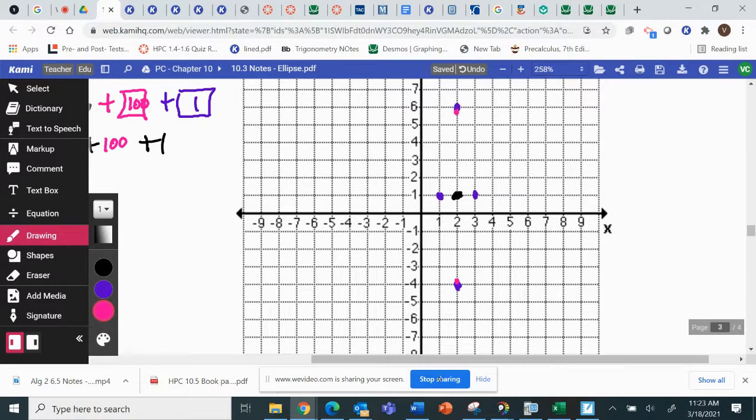So that foci, I can't even graph that accurately. It's basically on that point that was already there.